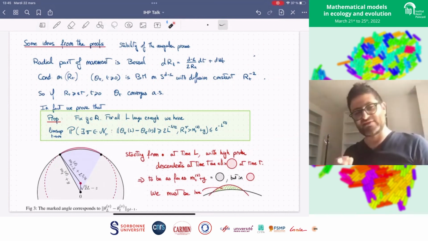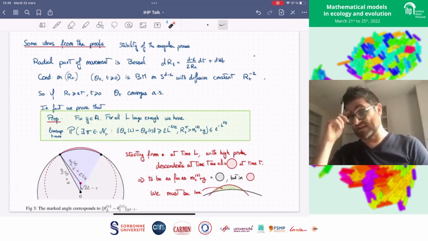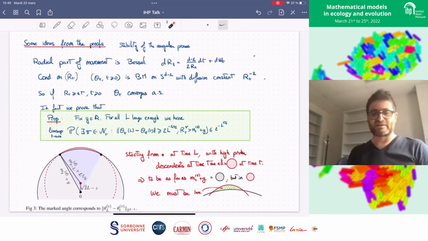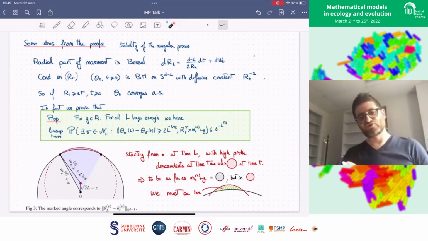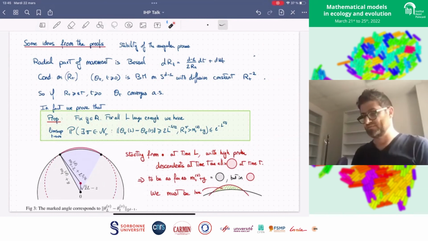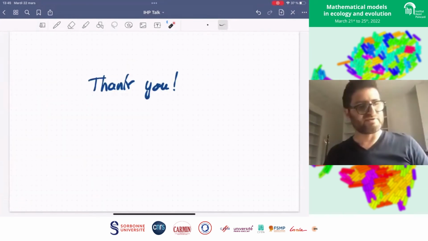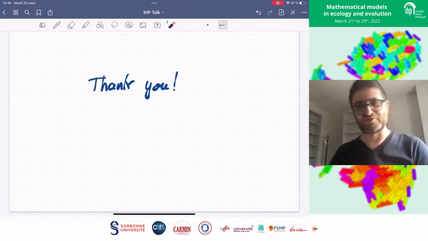As t goes to infinity and L goes to infinity, this crescent becomes smaller and smaller, and in fact this angle goes to 0. What that means is that the descendant of a particle which is far away at time L is going to be almost in the same direction at a much larger time t in the future. That's an important point for us. I'm going to stop here because I'm out of time. Thank you.